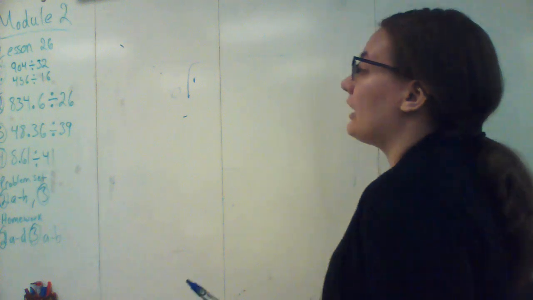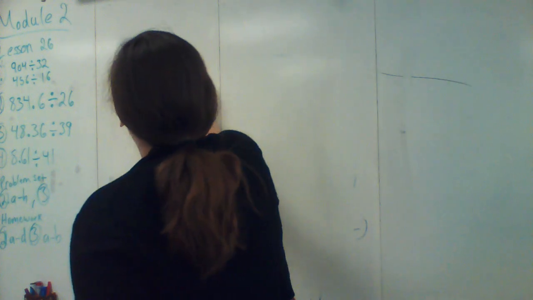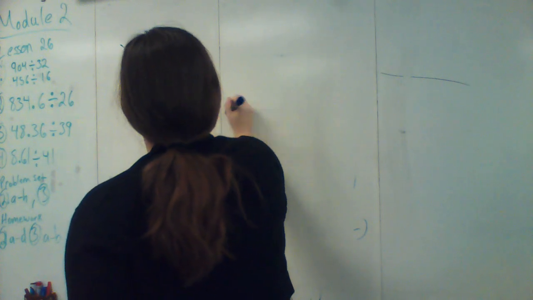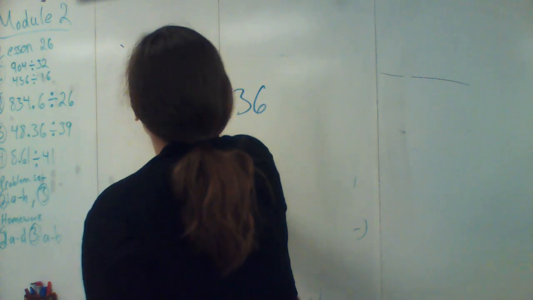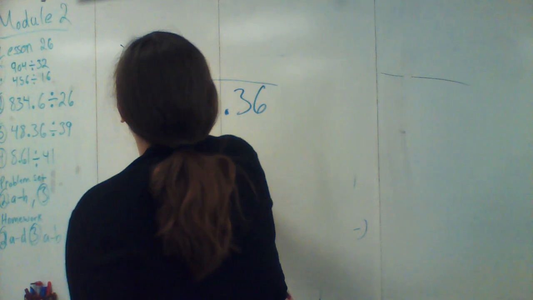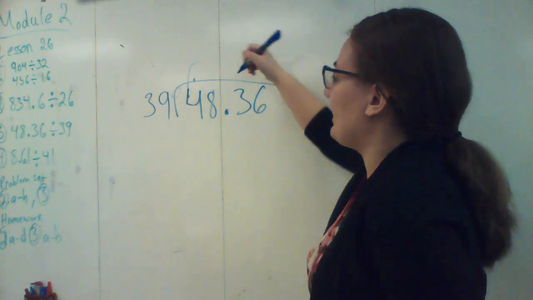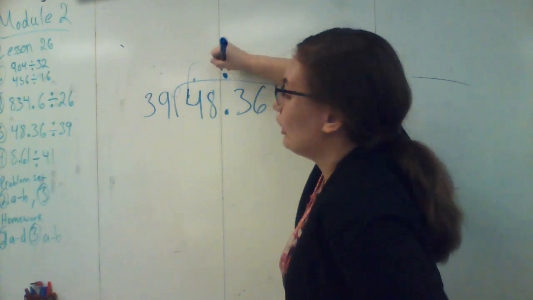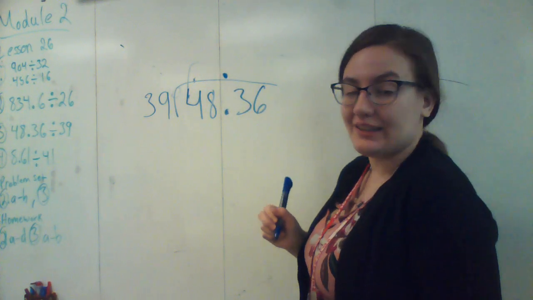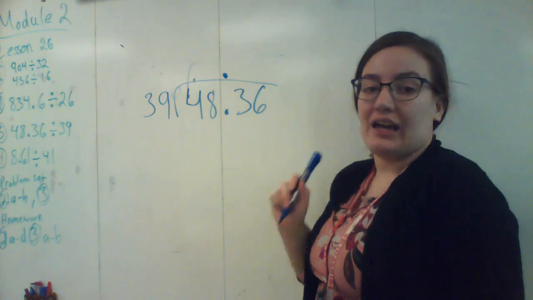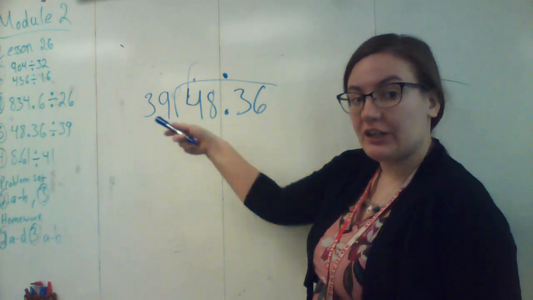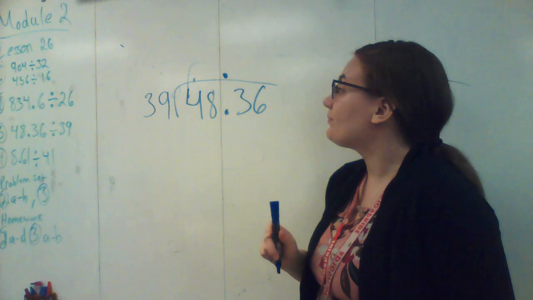Let's take a look at problem 3. So we have 48.36 divided by 39. Again, I'm going to make sure that I bring that decimal straight up so I don't forget about it later on in my answer. And go ahead and pause this video and try this problem on your own.